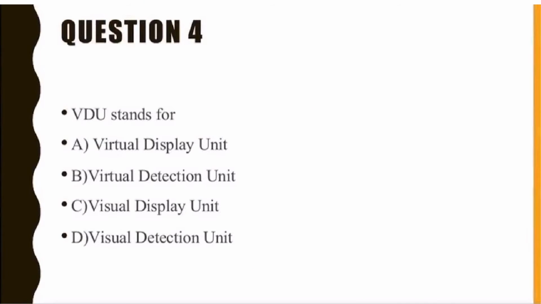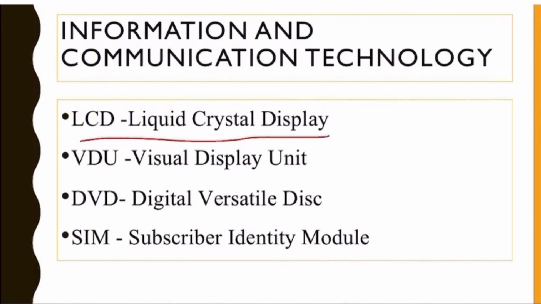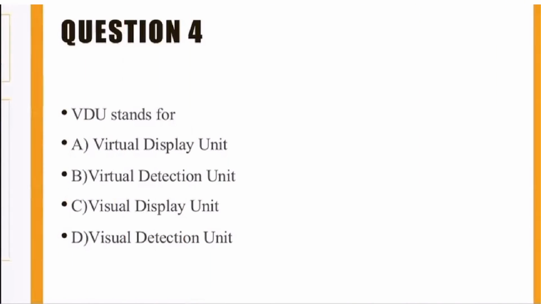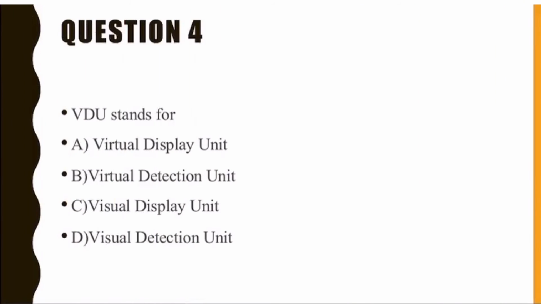Fourth question, VDU stands for option A, Virtual Display Unit, Option B, virtual detection unit, C, visual display unit, and D, visual detection unit. We can look at the slide. Visual display unit is the right option. Here we can look at the options. Option C is the right one.